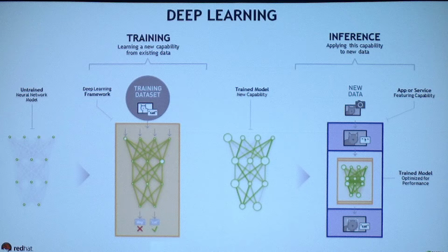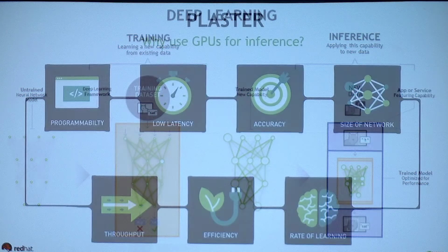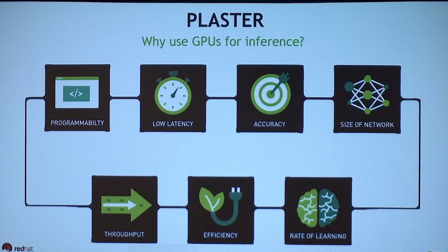And now inference, which is what I'll be focusing on most of this talk, is the idea of taking that trained neural network and deploying it into the real world to make decisions on data that it hasn't seen before. In training, it uses the same kind of set to train on, and then in inference, it's new data. And then there's this idea of PLASTER, which stands for programmability, latency, accuracy, size of network, throughput, efficiency, and rate of learning.